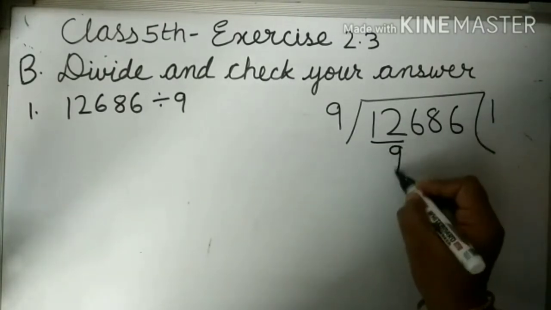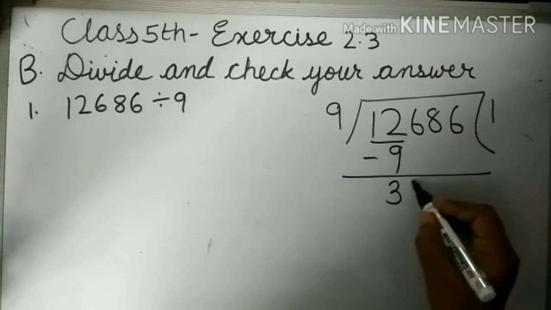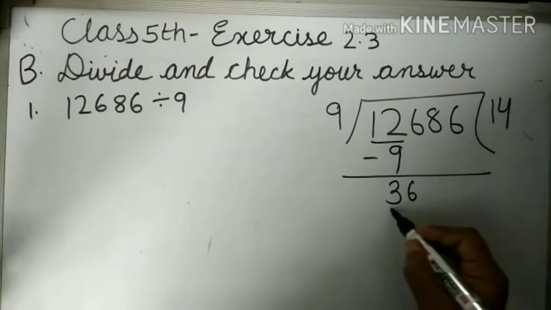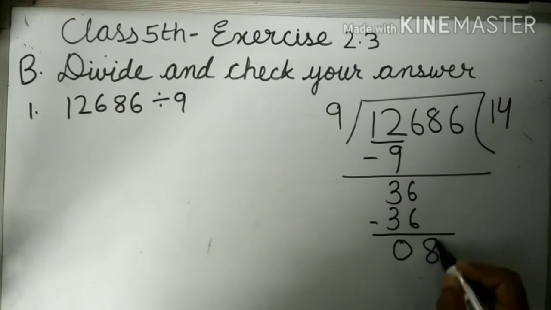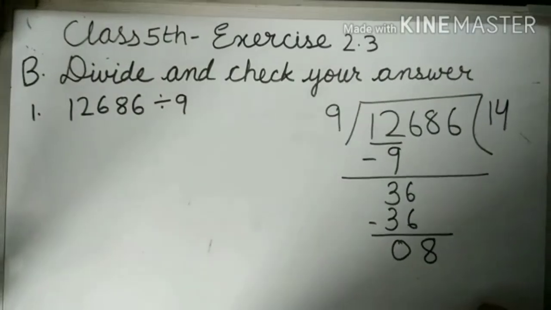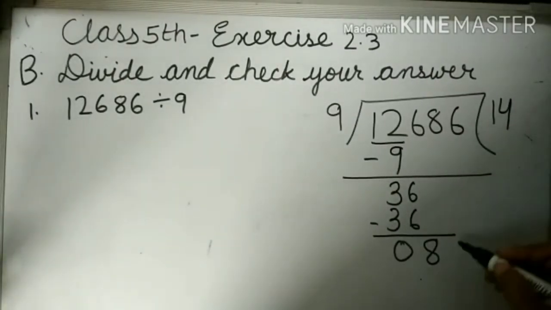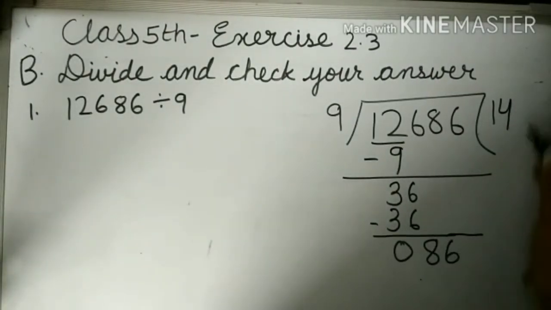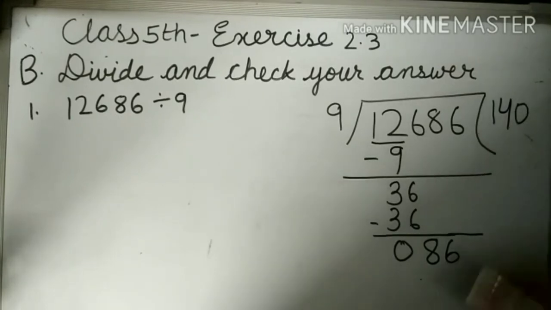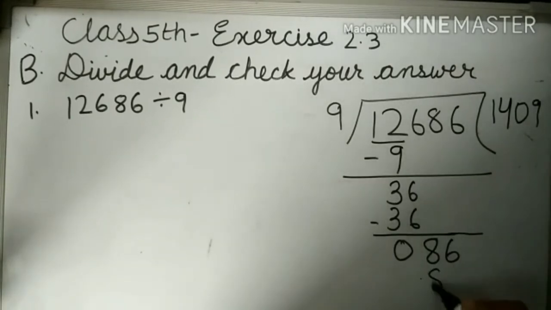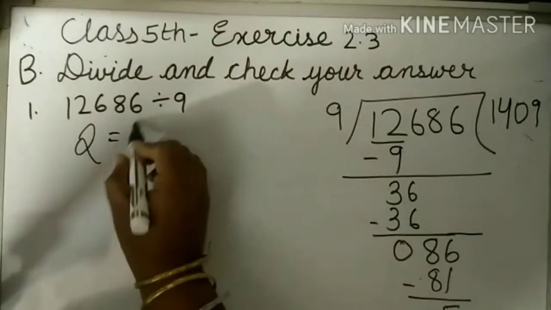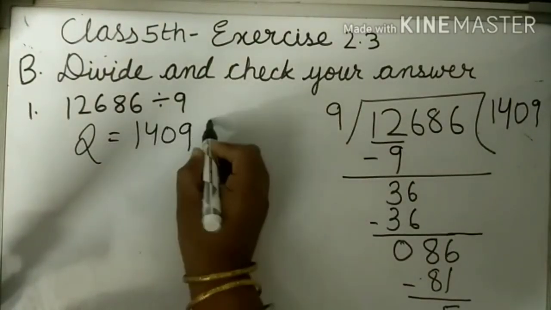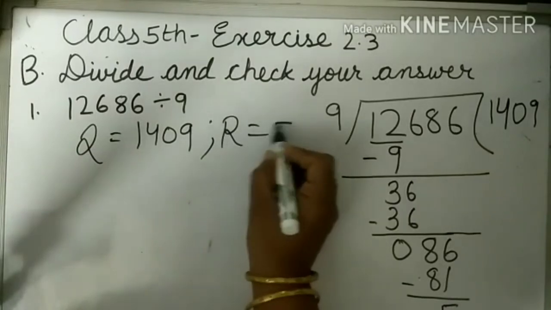9 ones are 9, minus, 3 and 6. 9 fours are 36 minus 0. Then we write 8. And we are not able to divide 8 by 9. So we take out 6 also, and here we put 0. Now 9 nines are 81. Remainder is 5. So here quotient is 1409 and remainder is 5.